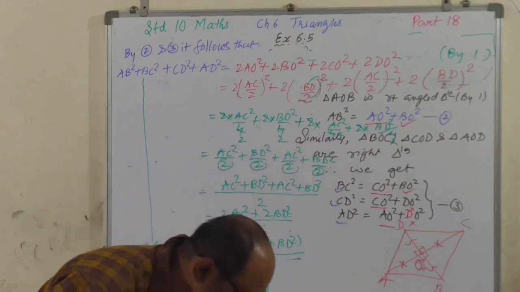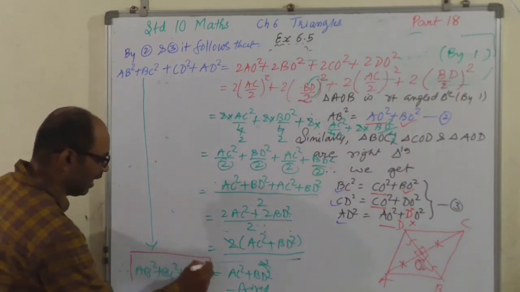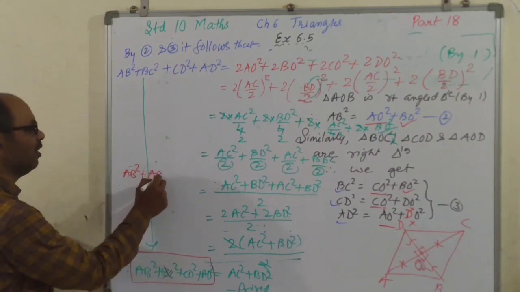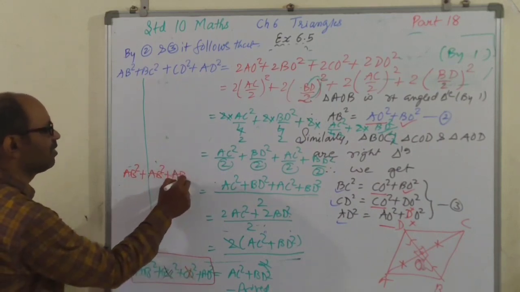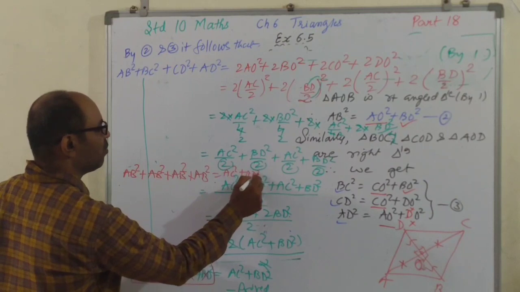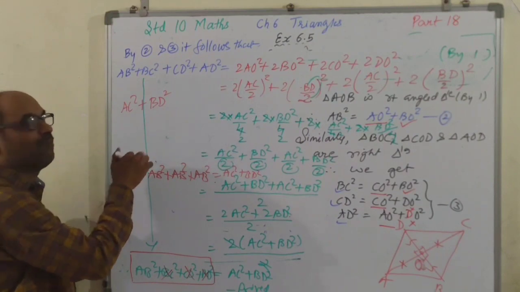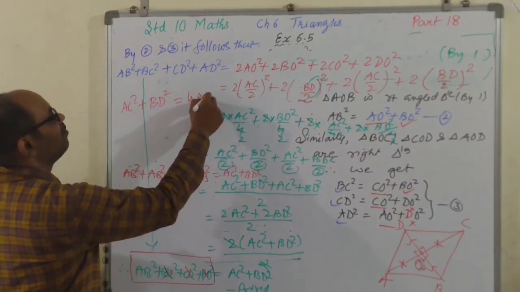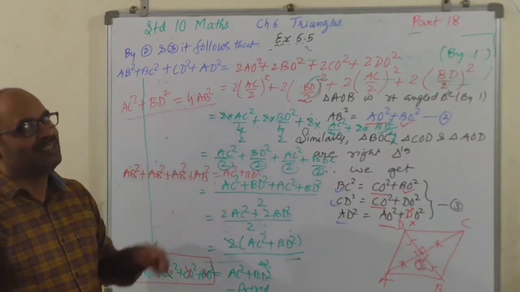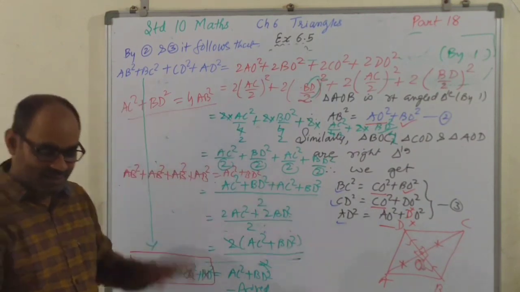Sum of squares of all 4 sides of a rhombus is equal to the sum of squares of its diagonals. Children, so ye to prove ho gaya, lekin main ek cheez batana chahta hoon. Here all 4 sides are equal. So AB square plus BC square is AB square only. Plus CD square is also AB square. And AD square is also AB square. Is equal to AC square plus BD square. So the sum of squares of the diagonals of a rhombus is equal to 4 times AB square. Aap 4 times AB square likh sakte ho, 4 times BC square, 4 times CD square bhi likh sakte ho. Understood, children? Ye ek naya result hai.